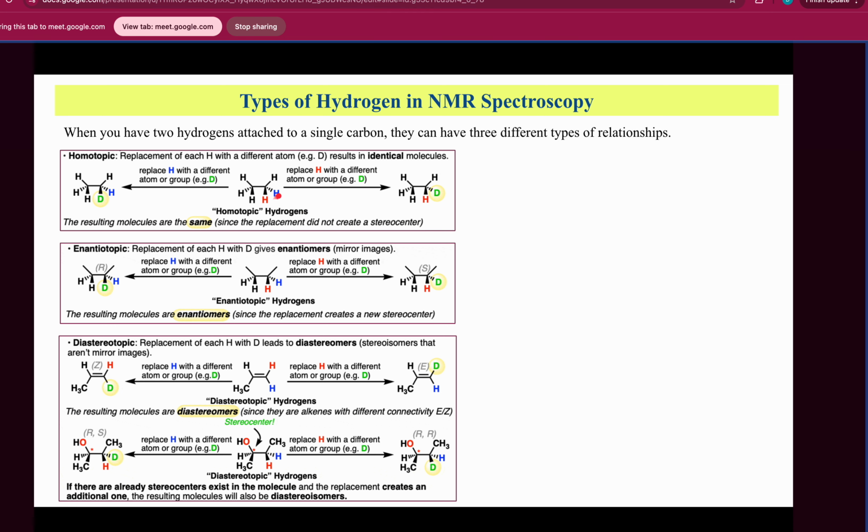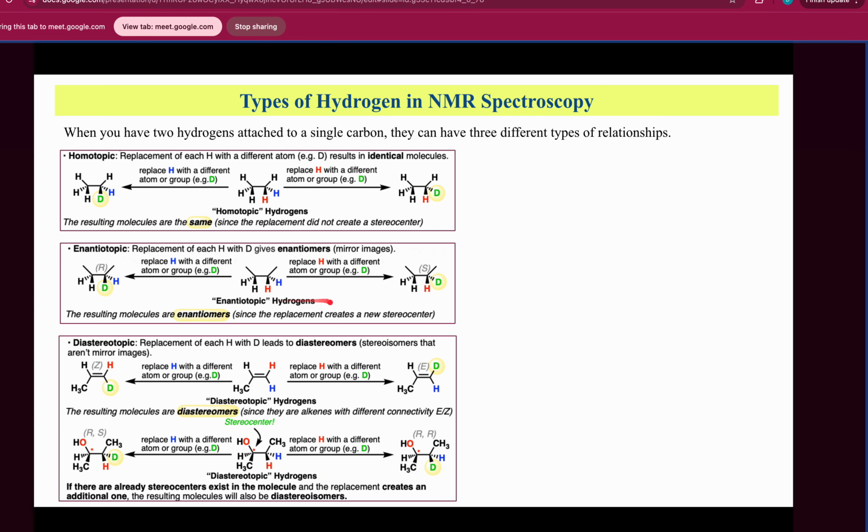Both these hydrogens are homotopic and the resulting molecules are the same since the replacement did not create a stereocenter. No stereocenter is created and they will also give the same NMR peaks. So these types of hydrogens are homotopic. The second type of hydrogens are enantiotopic, which means that replacement of each hydrogen with D gives enantiomers, which means they are mirror images.